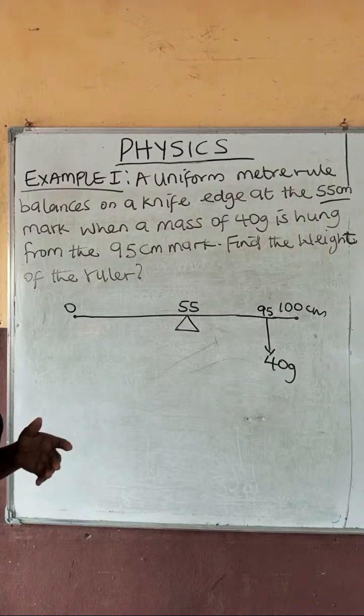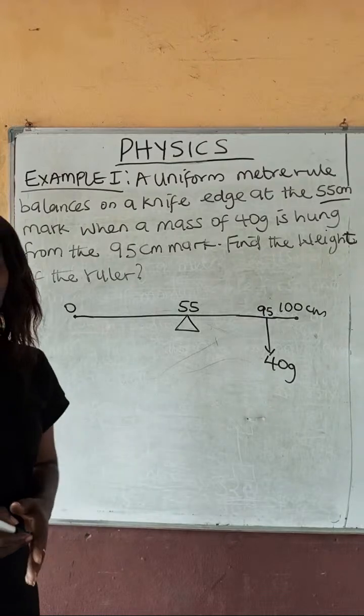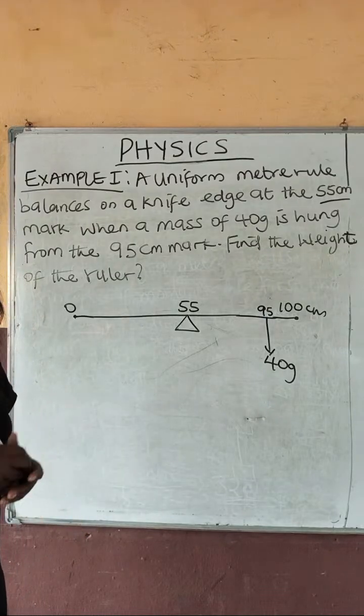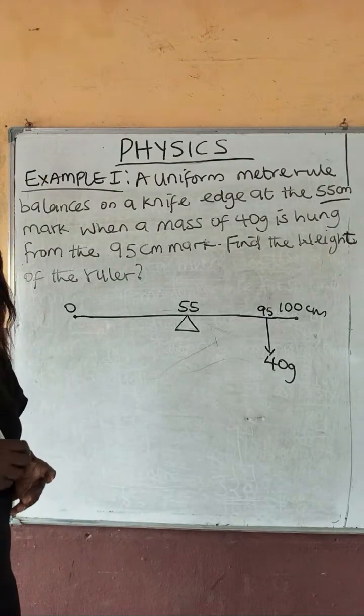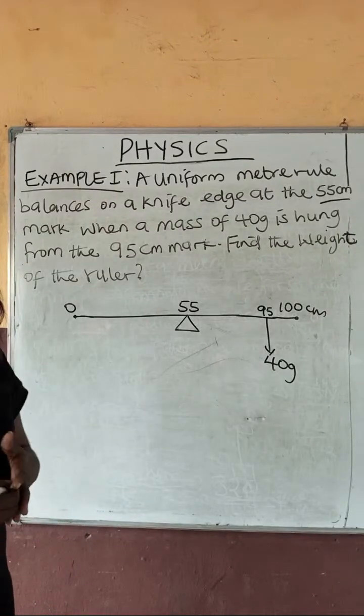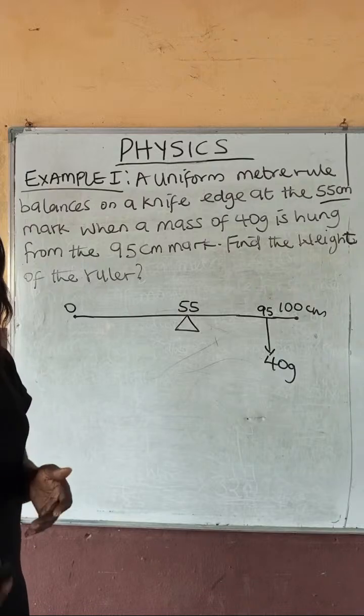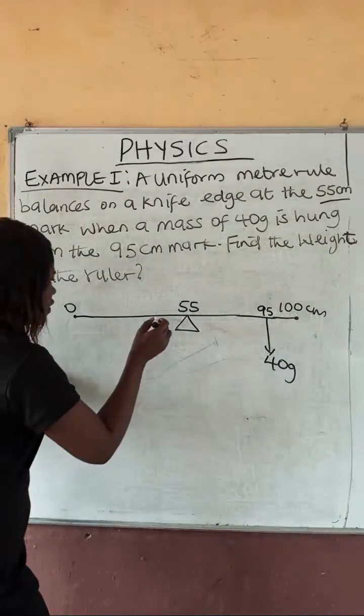Now, you should know that a meter rule ranges from 0 to 100. And the weight of it, or the balance point of this ruler, will be at 50. So for us to get the weight of this ruler, we are going to place the weight at the main balance point, which is 50.